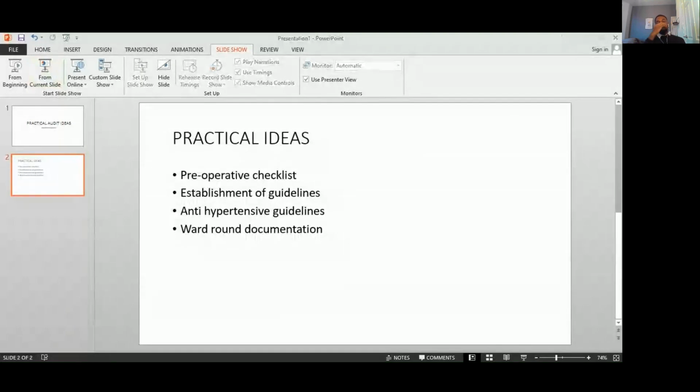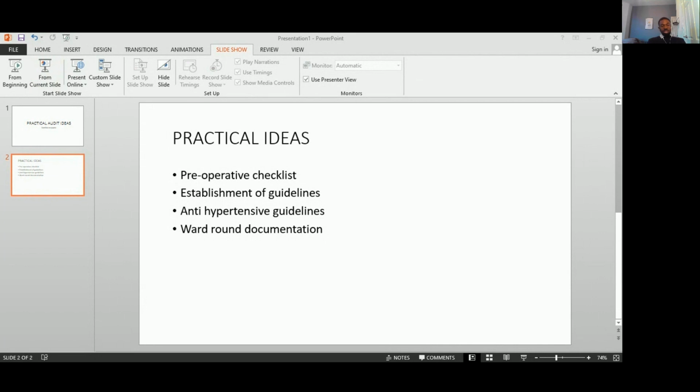So the last idea that I'm sharing today. These ideas are not limited. I'm just showing you how we go from one step to another step to another step up until we get to the end. And I hope that whatever ideas you come up with, this practical session has given you a fair idea of how to go about it in Nigeria. So the last idea is ward round documentation.